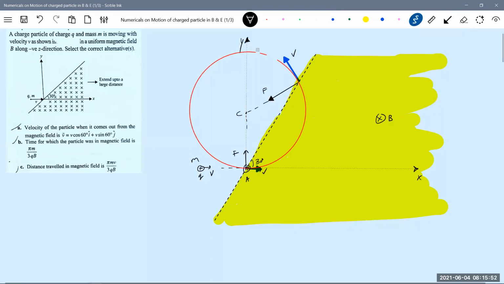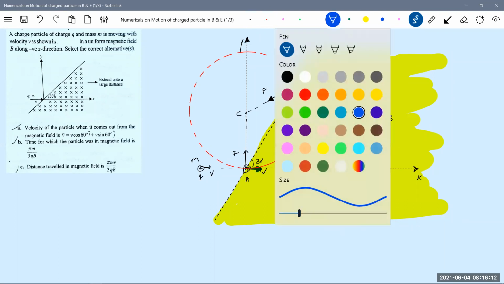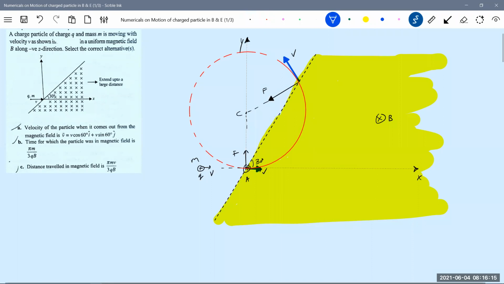So here, what do we get? We get a condition like this. For the velocity of the particle when it comes out, can we go for the angles? What are the various angles? This angle is 30 degrees, so this should be 60 degrees. Then let me drop a perpendicular. So this should be 30, 90. This will be 30, this will be 60, and the total angle will be 90.